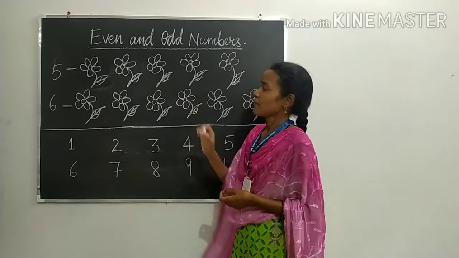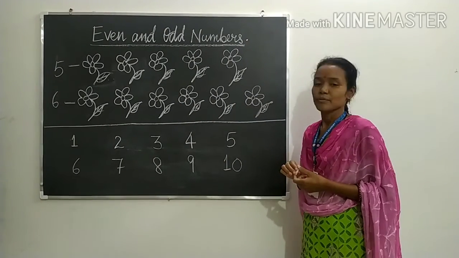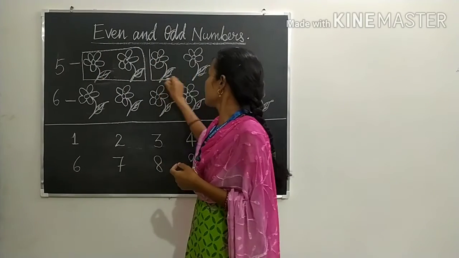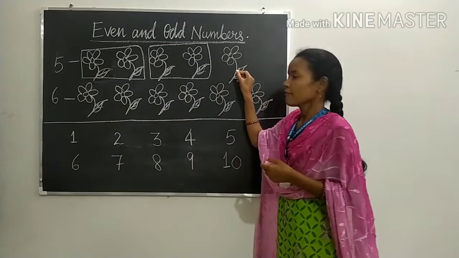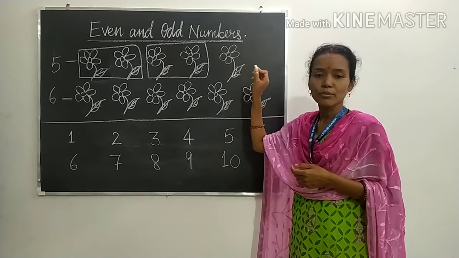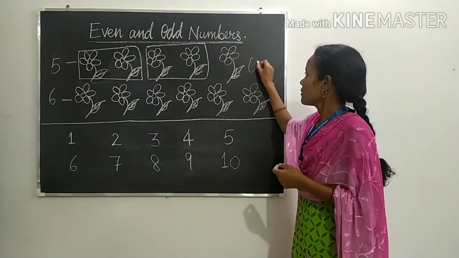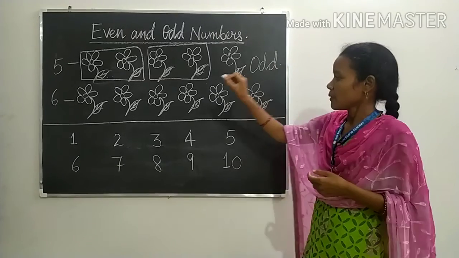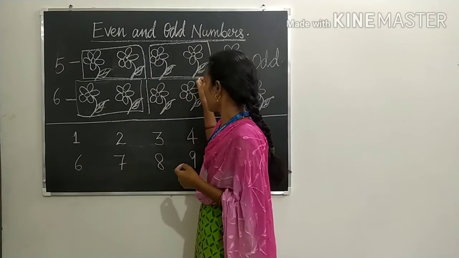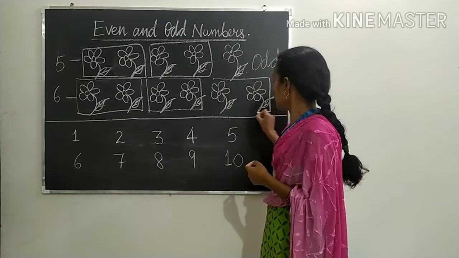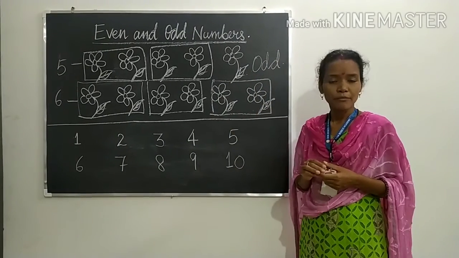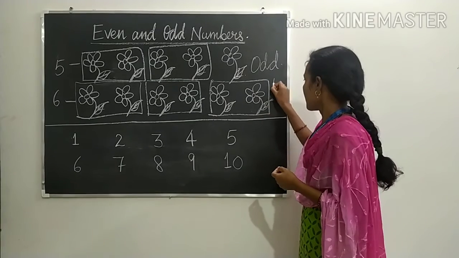Now number 5, let's distribute it into groups of 2. One group, second group, again one flower is left here. So, we cannot distribute number 5 into groups of 2. So, 5 is an odd number. Now, number 6, let's distribute it into groups of 2. 1, 2, and 3. Here, easily we have distributed all the flowers into groups of 2. So, number 6 is an even number.